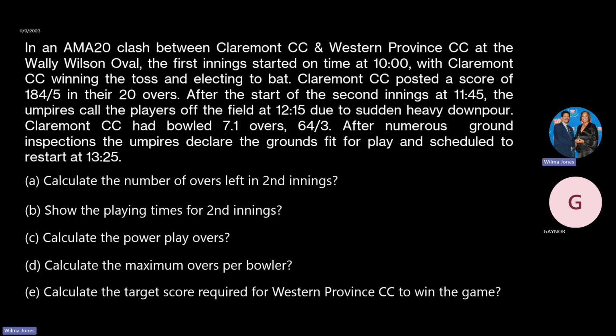What we have to do for this scenario is calculate, firstly, the number of overs that are left in the second innings; B, show the playing times for the second innings; calculate the power play overs; calculate the maximum overs per bowler; and calculate the target score required for Western Province Cricket Club to win the game.